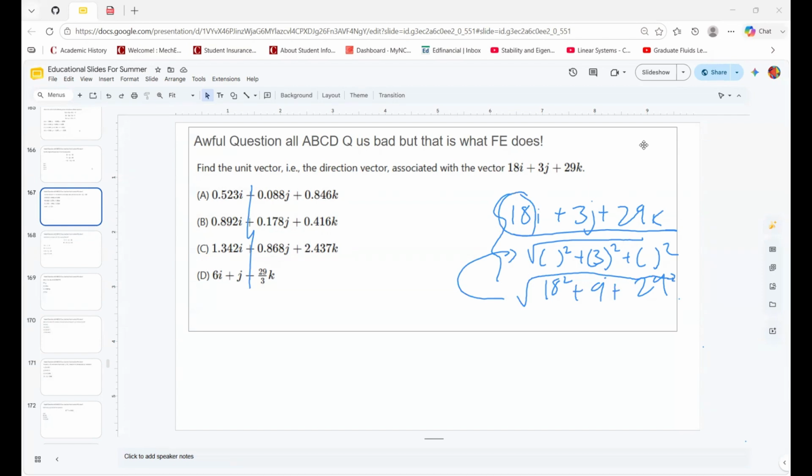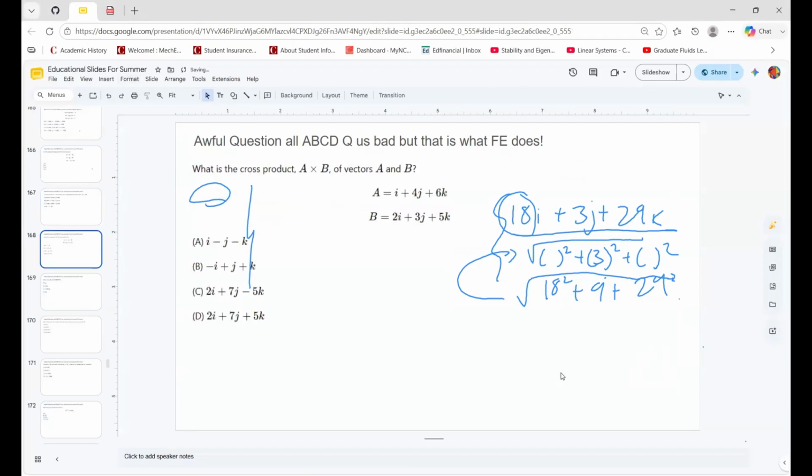It's 0.523, so it's A. And that's all you need. You don't have to do any other ones. You can just skip that and just move on.